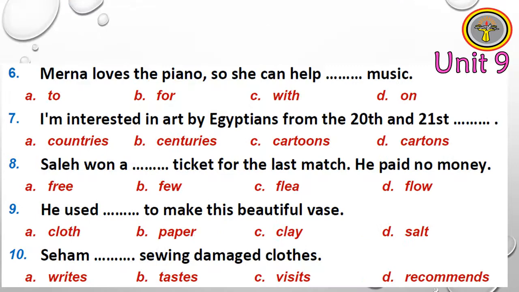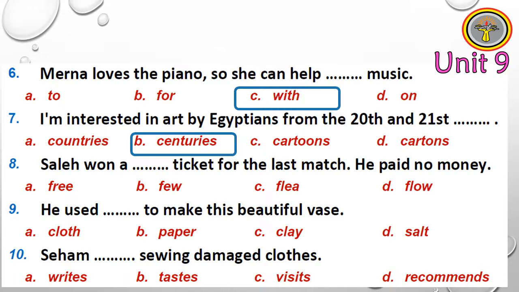Number 6. Myrna loves the piano, so she can help with music. Number 7. I'm interested in art by Egyptians from the 20th and 21st centuries. A century means 100 years.